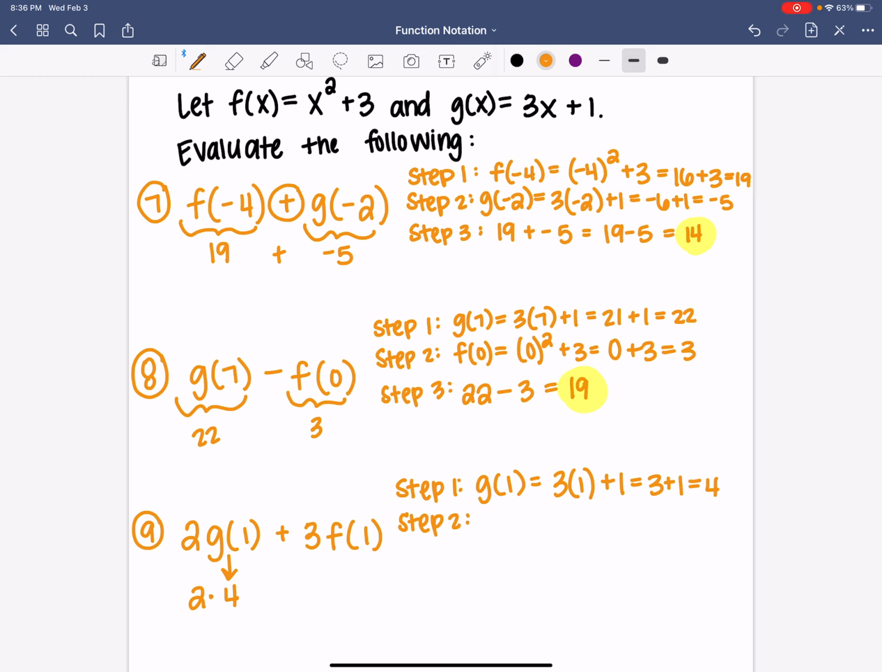Now we're going to find f of 1. So f of 1, we're going to look at f of x, and we're going to plug in 1 for that x value. So that would be 1 squared plus 3. 1 squared is just 1. Adding 3 to that gives us 4 again. That won't always happen, but it just happened to be the case this time. So then we have 3 times, we just ended up with 4 again.